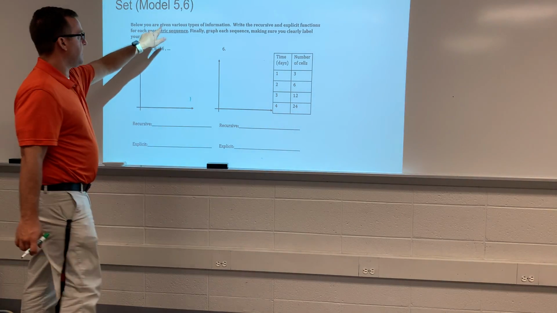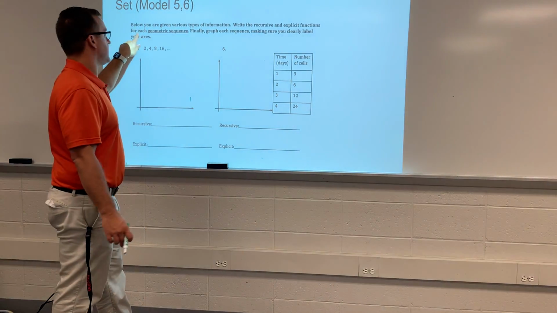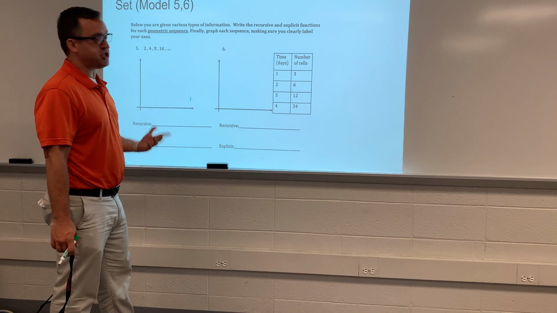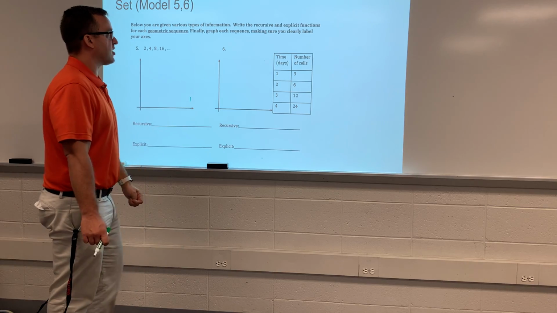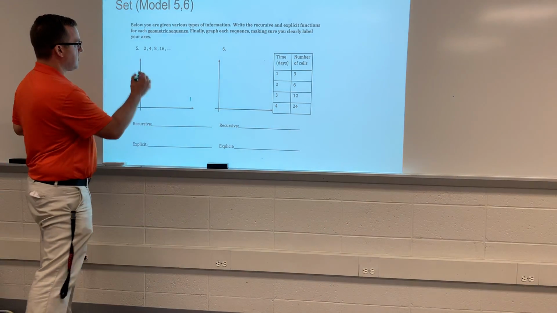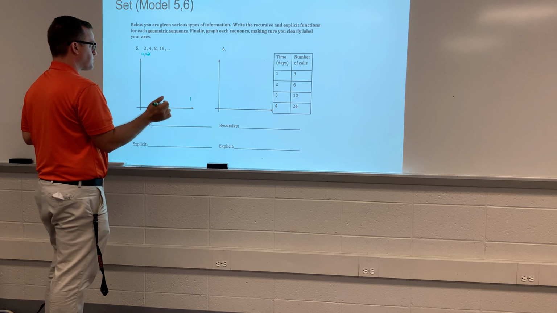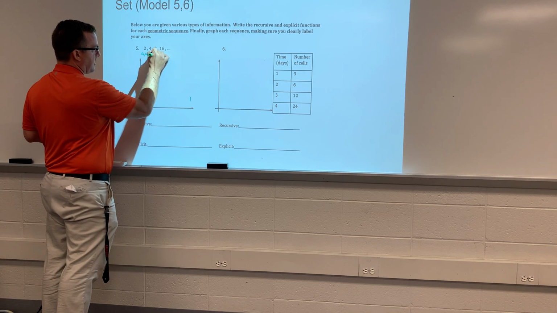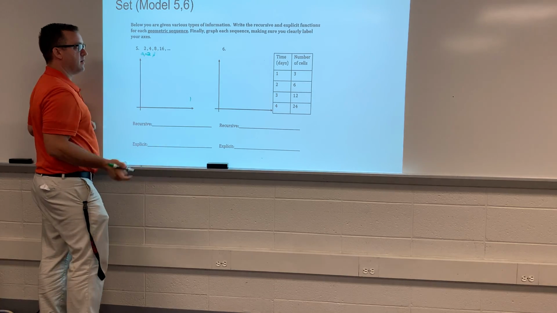So here, we have to write recursive and explicit functions for each geometric sequence. And then finally, we have to graph them and label our axes. So if I look here, my first term, a sub 1, is 2. And then here we have a sub 2 is 4, and so on.